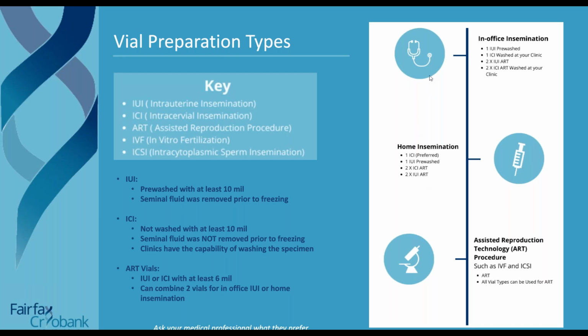So if you look in the top right, the in-office insemination, you can use any of these vials as long as the clinic can wash the ICIs. Because the catheter will go through the cervix and directly into the uterus. So it's important to make sure that the vial is washed. Again, we definitely recommend talking to your medical professional. Like I said, they will give you their preference, and then you can call client services and see what vials they have available for that specific donor you like.